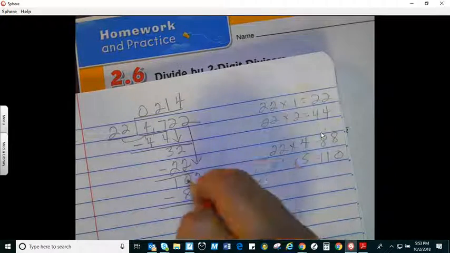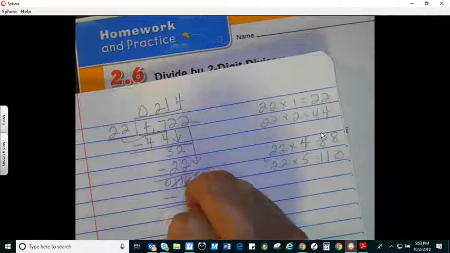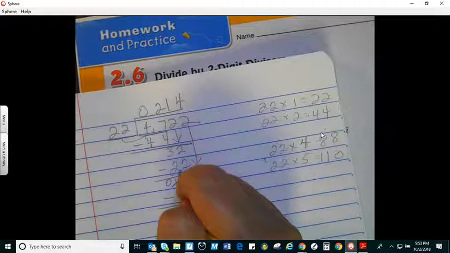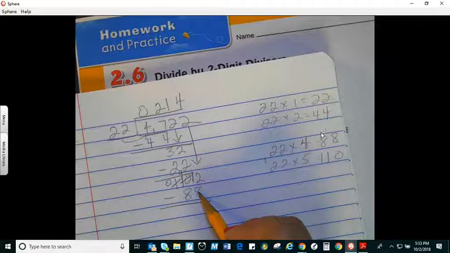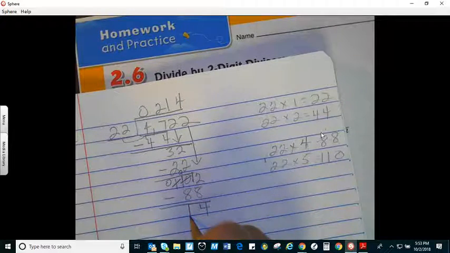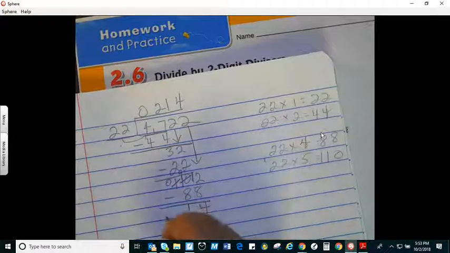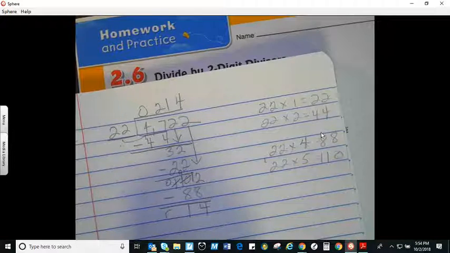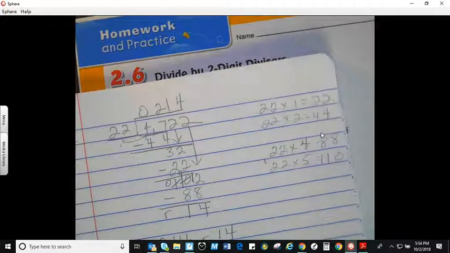I need to regroup. Can't take anything from here. From here, that becomes a 0. This becomes a 10. I can regroup my 10 to a 9. And now my 2 becomes a 12. And this is 12 minus 8 equals 4. 9 minus 8 equals 1. And so my 14 is less than 22. So I'm done. And my quotient is 214 with a remainder of 14. Okay? Sorry about that.